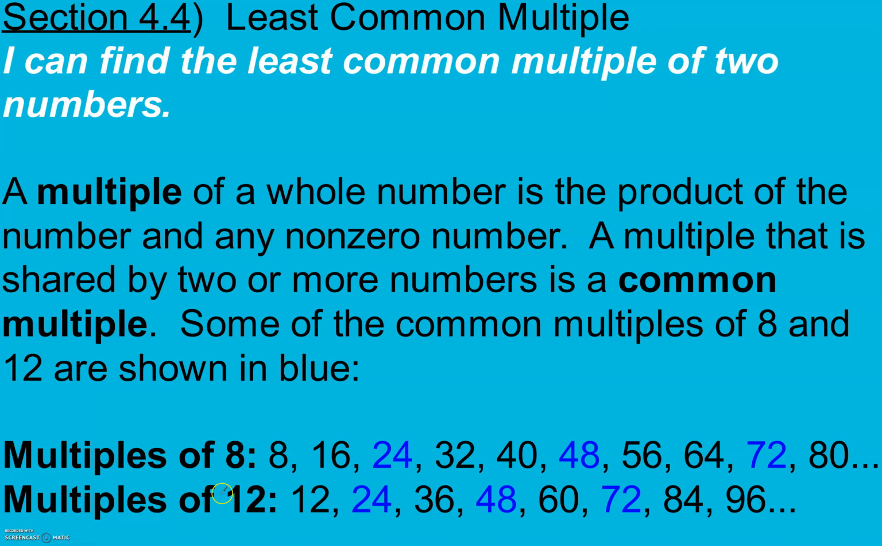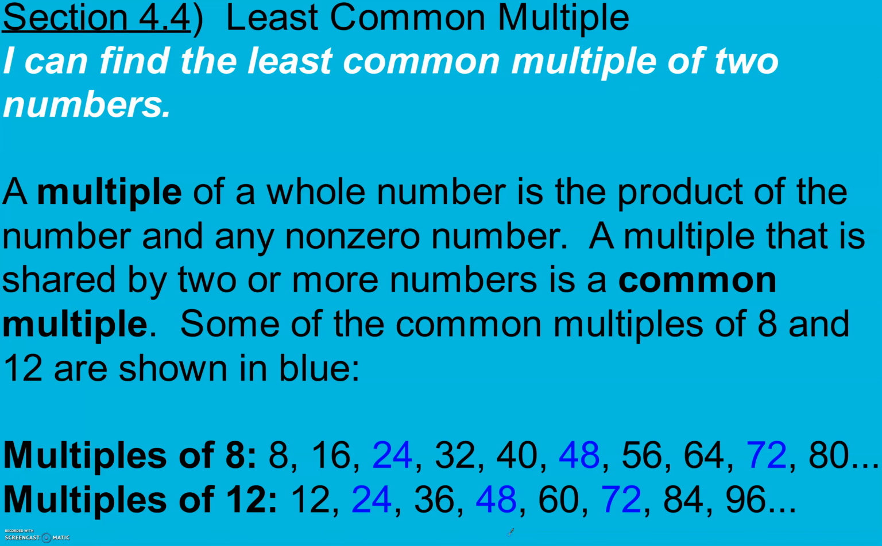So here, multiples of 8 are numbers that we multiply to. So 8 times 1, 8 times 2, 8 times 3, 8 times 4, and so on. Multiples of 12 are the same thing, 12 times 1, 12 times 2, 12 times 3, 12 times 4. And if you see, these numbers go on and on and on.